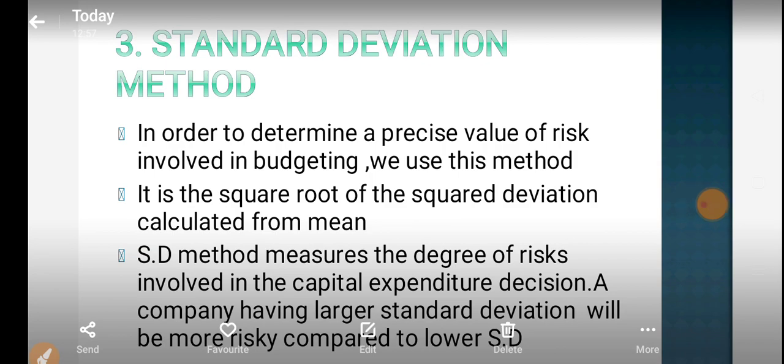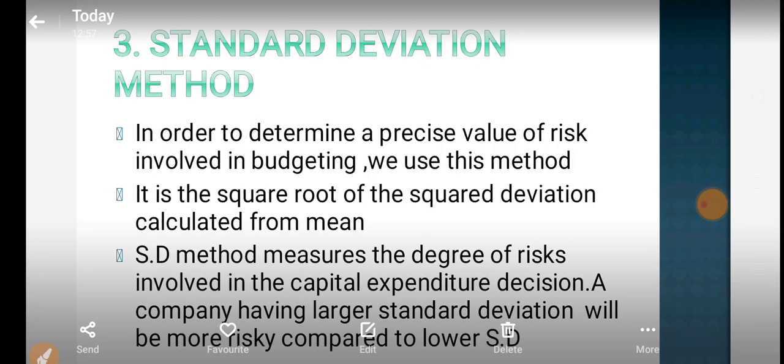Today we are going to learn the standard deviation method. We already learned two methods under risk analysis, the modern techniques. What are they? Sensitivity analysis and the probability assignment method. Next we are moving toward the standard deviation method.